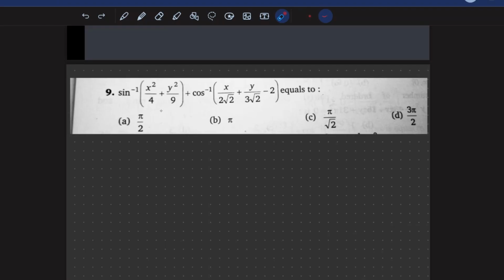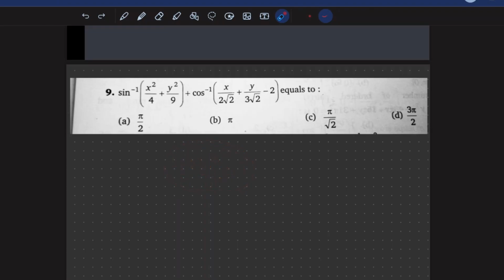So we have been given an expression, we need to find its value. Looking at the first expression, don't you get the idea of an ellipse? The equation of the ellipse is of the form x square by a square plus y square by b square is equal to 1. But we don't have the term 1 over here. So what do we do in order to bring 1?